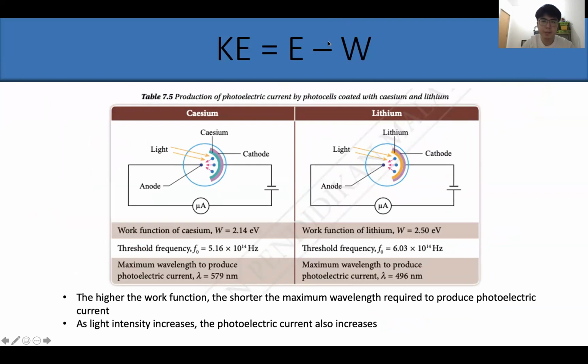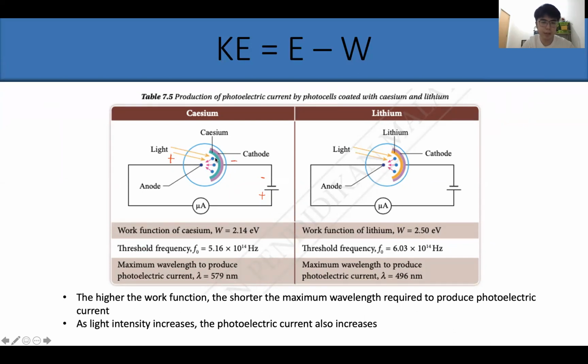A brief comparison between, okay, here we have calcium, lithium. Now, again, the connection shows a photocell. We use light to create emission of electrons, and there is a current produced in the circuit. So this connection is the normal connection. This is minus, this is positive, right? That means here is positive, here is negative.